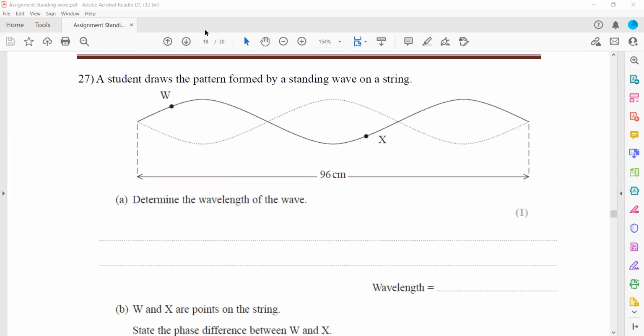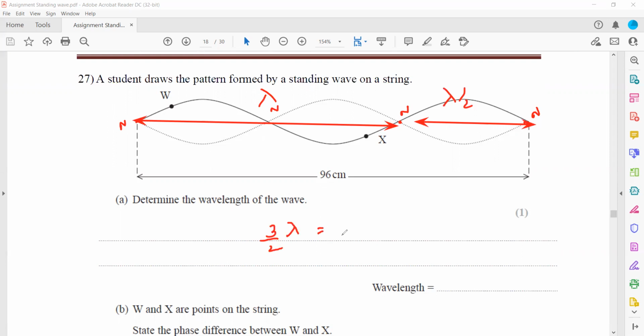So a student draws a pattern formed for a standing wave and wants to determine the wavelength. How can we determine the wavelength? So this is node, node, node, and node. So from 3 successive nodes it is 1 wavelength and 2 successive nodes it is half wavelength. So 1 wavelength plus half wavelength is 1.5 wavelength, or 3 by 2 wavelengths is equal to 96 centimeter, or wavelength is 96 times 2 divided by 3. So this will give us the wavelength of this standing wave, which is 64 centimeter.